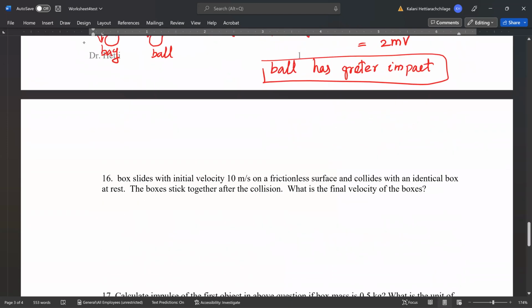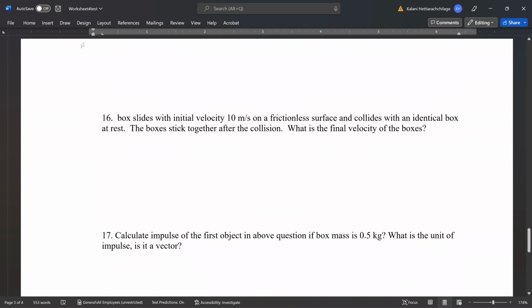Okay, I think I do have 2 more questions. Let's move into 16. A box slides with the initial velocity on a frictionless surface. We do always frictionless for the momentum. And it collides with an identical box. It's very important: identical means this box has mass M, this box has mass M. Twice means your box has 2 times that. You need to keep track of those. The boxes stick together. That's another piece of information. Stick together means both have the same final velocity, right?